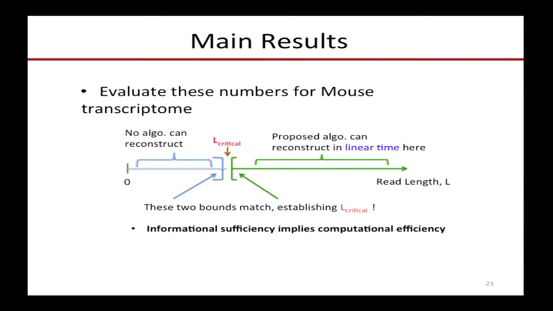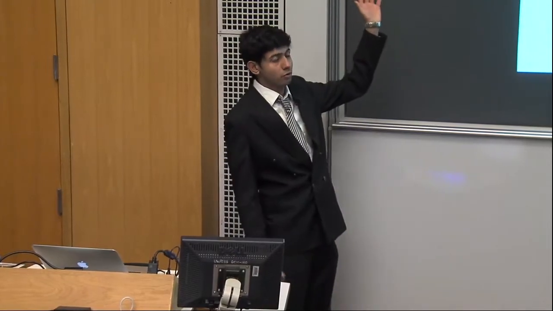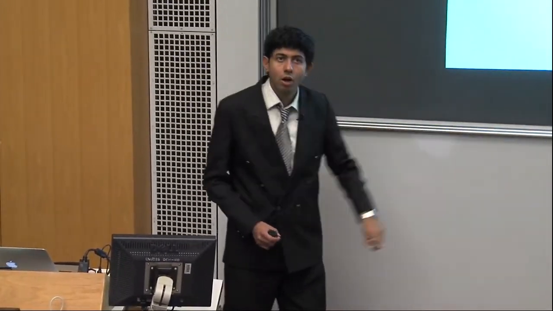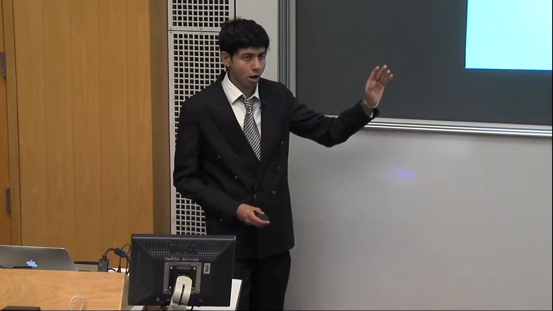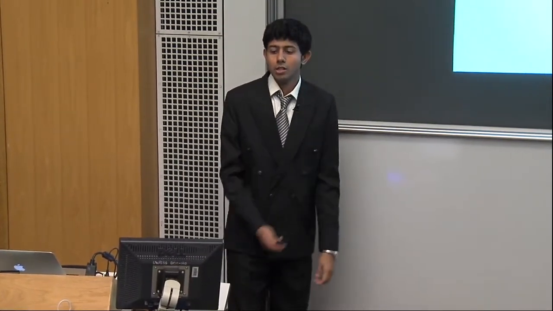So here, surprisingly, informational sufficiency, which means whenever you have enough information to reconstruct, you also can do it really fast. Informational sufficiency implies computational efficiency. So the original problem was NP-hard under general instances. However, the instances where you have enough information to solve are also easy to solve. So it's a very nice alignment of information theory and fast computation.